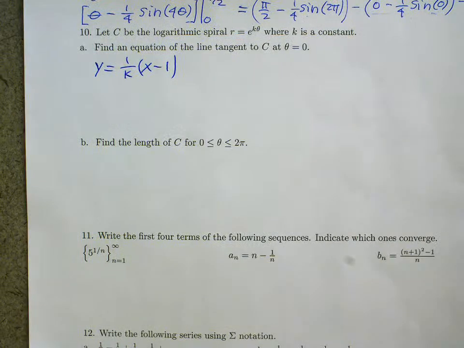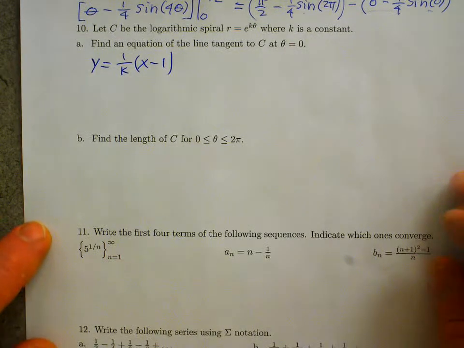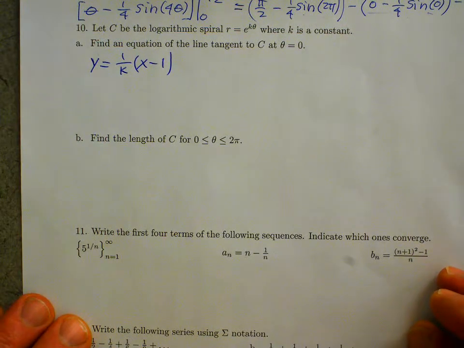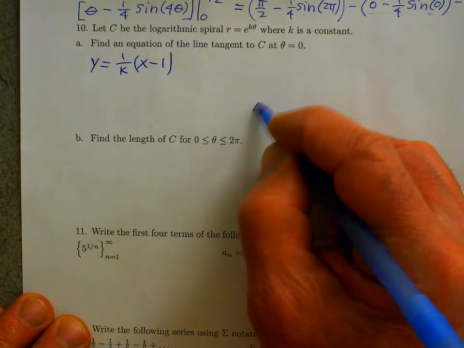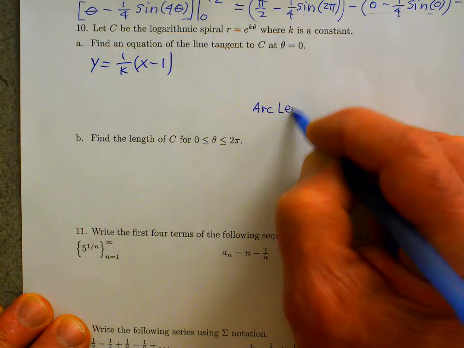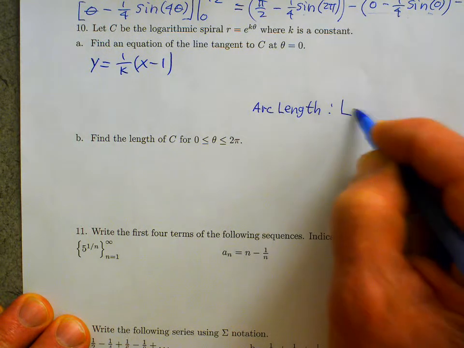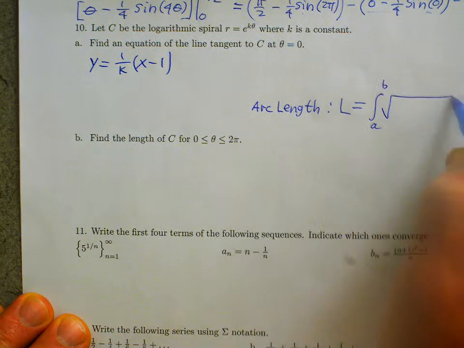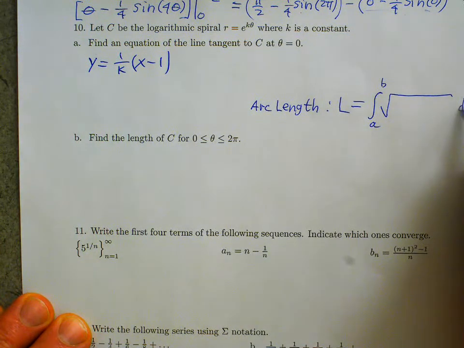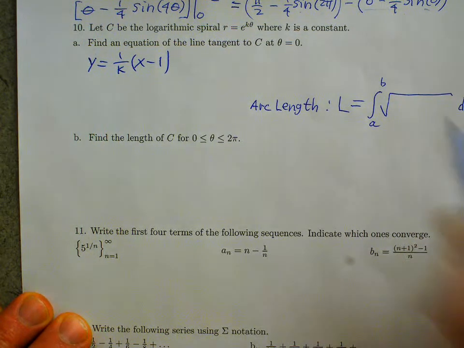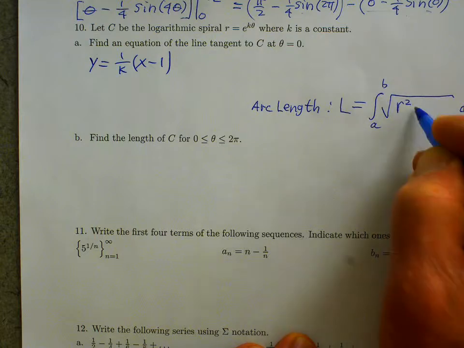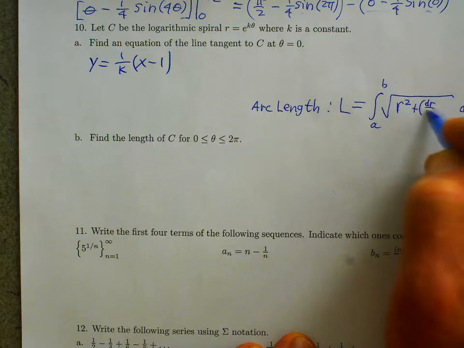And we can do part B on this. Find the length of the curve C for values of theta between 0 and 2 pi. So the arc length formula for polar curves is the square root of something: dx over d theta squared plus dy over d theta squared. Or in this case, we can just write it as the square root of r squared plus dr d theta squared.